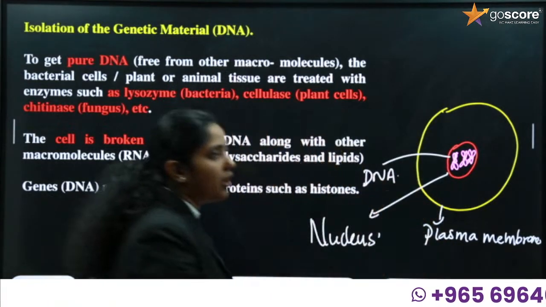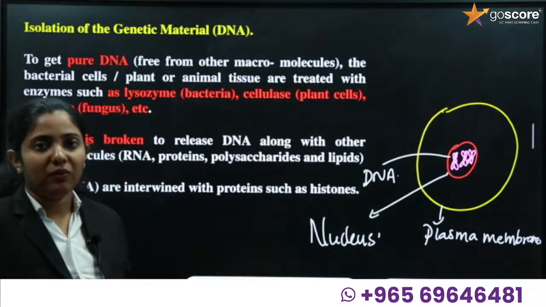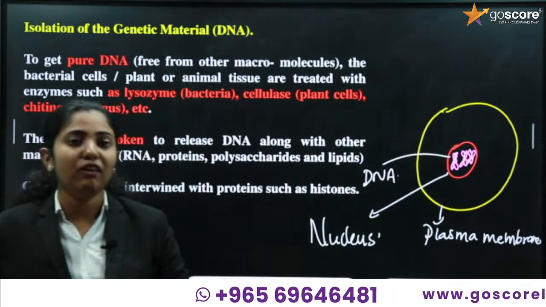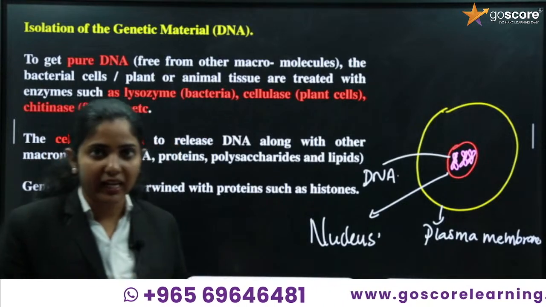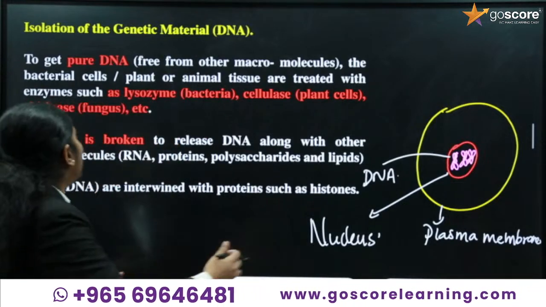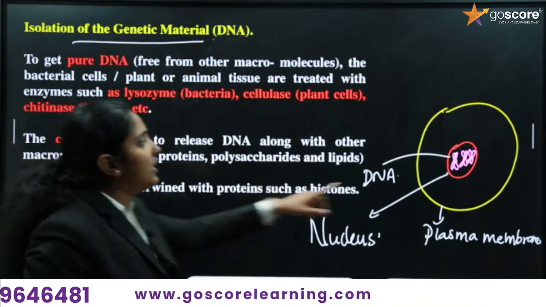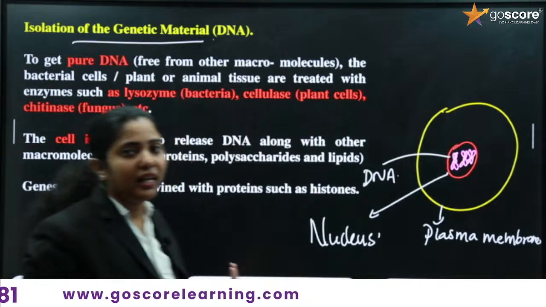So this is about a cell. From the cell we have to obtain the DNA. We have to take out the DNA for the further processes. Right? So what is the first step? It is the isolation of the genetic material. What is the genetic material? Genetic material is the DNA.